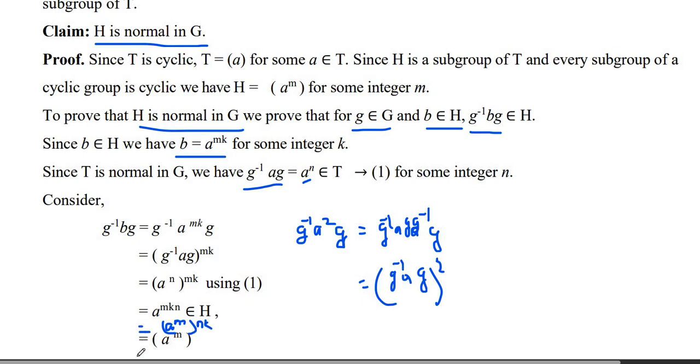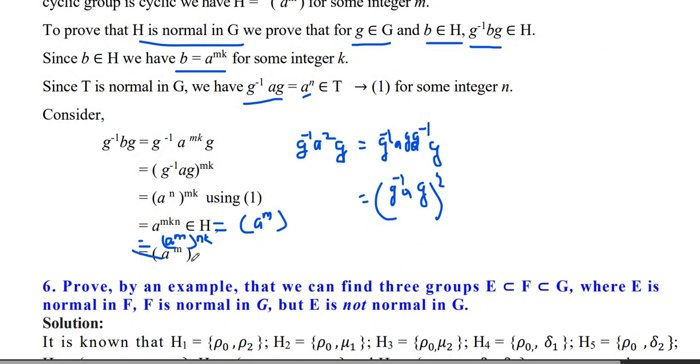So you have this being a member of H, and that is nothing but the subgroup generated by A power M, and that is why you have this to be in this. So we have G inverse BG to be a member of H, and therefore H is normal. So the conclusion is, every proof must be concluded, therefore H is normal in G.